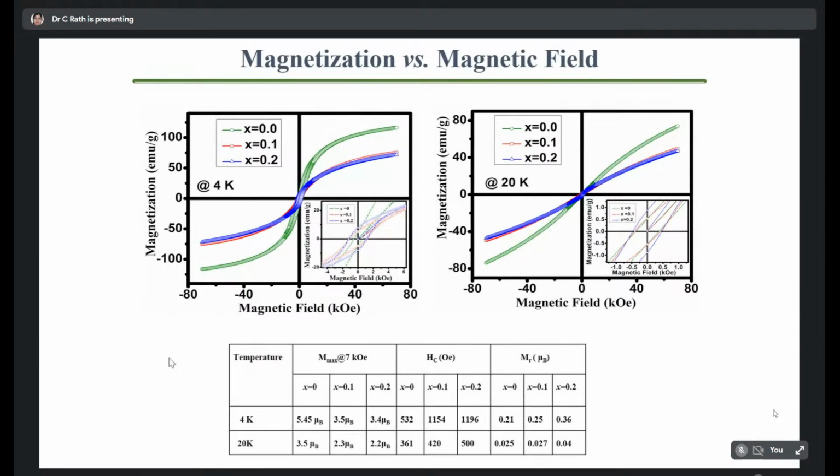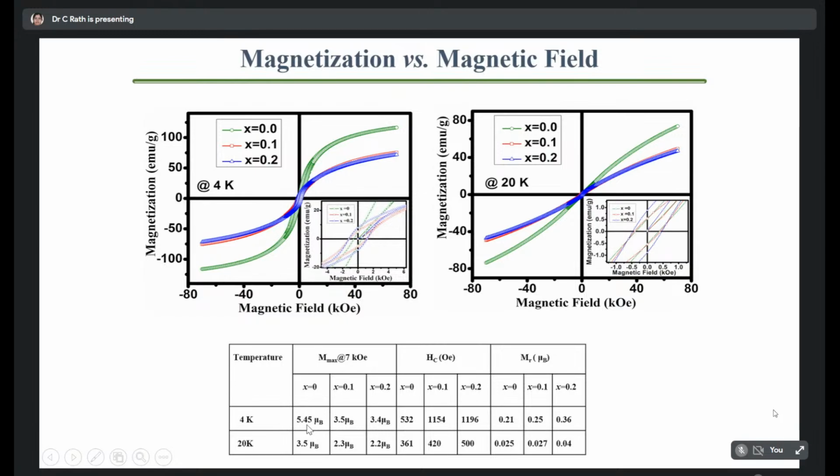Then we did the magnetization with magnetic field, to see how it behaves with increasing magnetic field. We see that above 40 Kelvin it is paramagnetic, so we chose temperatures below 40, at 20 K and 4 K. There is a slim loop, and that shows the weak ferromagnetic behavior. Both x equal to 0.1 and 0.2 are showing similar magnetization, and the pristine sample has a higher magnetic moment at 20 K, and at 4 K it shows an even higher moment. But all are showing a weak ferromagnetic behavior at 20 and 4 K. So these are the parameters which we calculated from this hysteresis loop.